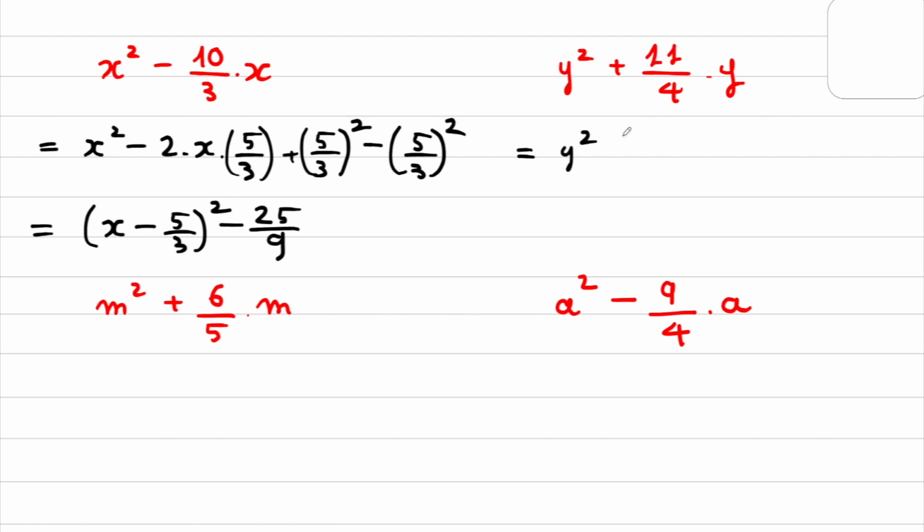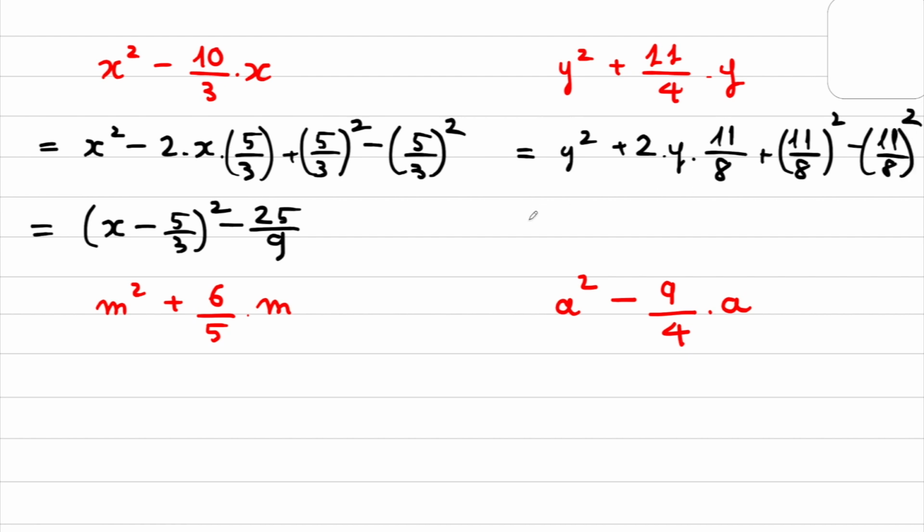11 is an odd number, so I cannot use the technique from the first question in this slide. 2y multiply 11 over 8, and the next term is 11 over 8 squared, minus 11 over 8 squared in here. This is y plus 11 over 8 squared, minus 121 over 64.